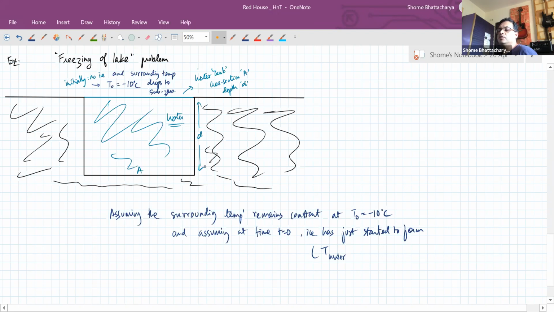And if the situation occurs that the entire lake has frozen, only then the temperature of the ice will come down further below 0 degrees C. So temperature of the water is just equal to 0 degrees C at that instant, at time t equal to 0. So you want to find the thickness of the ice layer, let's say x, as a function of time.